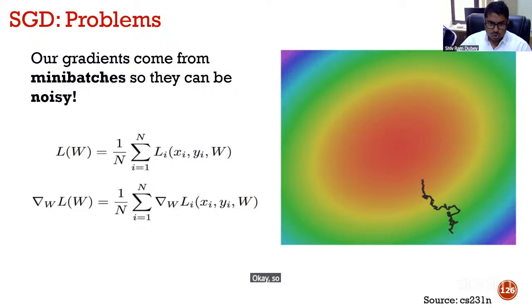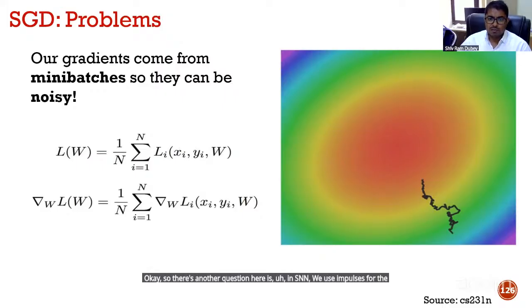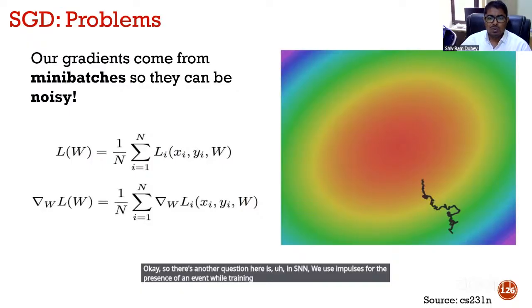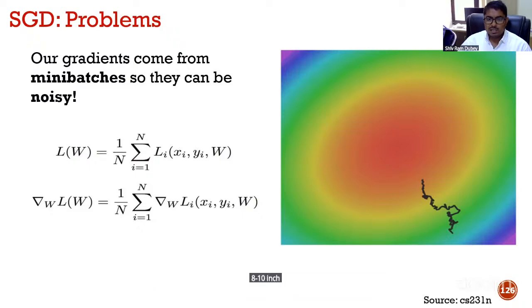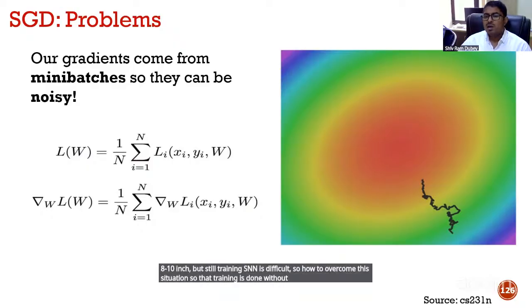Okay, so another question here is, in SNN, we use impulses for the presence of an event. While training SNN, we use either the ANN to SNN conversion method, which compromises accuracy, or another method, which is to use backpropagation using surrogate gradients. But in this method, some of the gradients are skipped due to the non-differentiable nature of spikes. Yes, so we use tanh, but still training SNN is difficult. So how to overcome this situation so that training is done without skipping? Okay, so if there are some functions that you are using which are not differentiable, then it is not possible to do without skipping.